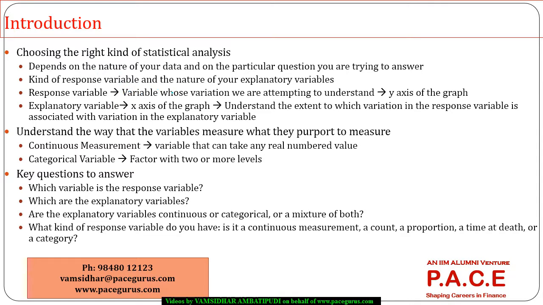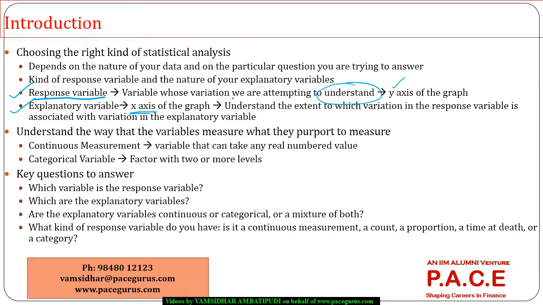So the response variable I have already explained, whose variation we are trying to understand, we are trying to model. Right? We are trying to predict something. We are trying to understand the variation of the response variable. Generally in my graph, it would be plotted on the y-axis, whereas the explanatory variables generally are taken on the x-axis. So when I am trying to understand the variation in the response variable, I will look at to what extent this variation is taken care of by the variation in the explanatory variables. So by understanding the variation in the explanatory variables, to what extent I will be successful in understanding the variation in the response variable. So that is one major thing that we have to be looking at.